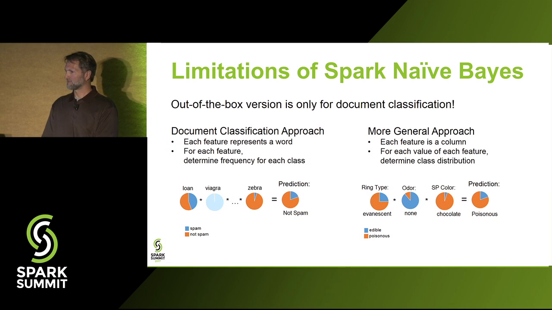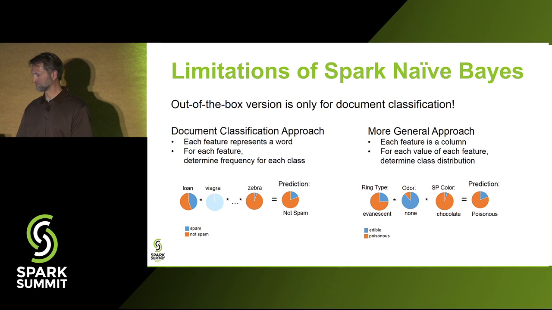So the way that we apply this model is kind of similar. We're going to have more of these pie charts in the case on the right, but it's similar the way that it works. So for this mushroom case, we know that there's a certain distribution for all the mushrooms that have the evanescent ring type, and so we're going to multiply that times the distribution for when there's no odor times the spore print color chocolate to come up with the final probability distribution, which tells us that it most likely is poisonous and you should not eat it.